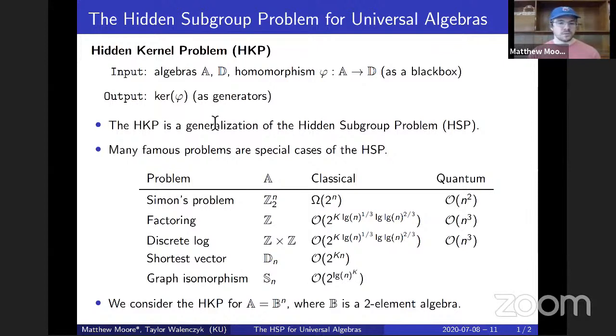In the paper, we consider the hidden kernel problem for Cartesian powers of a two-element algebra. So sort of a generalization of Simon's problem where you're looking at Z2 here. So we're looking at the HKP for an algebra that is B to the n with B to the n.